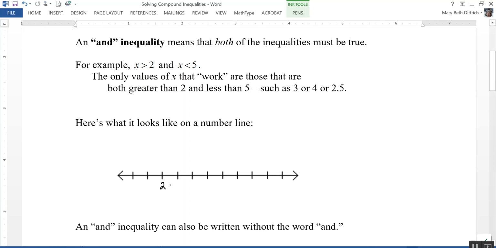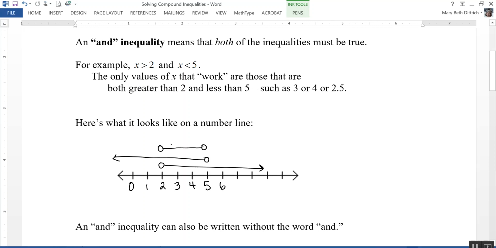So if I were to put 2 here, 3, 4, 5, I don't need to fill in all of these numbers, just do a couple. Okay, x is greater than 2 looks like this. X is less than 5 looks like this. Now I need all of the values that work in both of those. So that's going to be this region right in here where the inequalities overlap. So my inequality is going to look something like this. What is the overlap of those two graphs? It's where x is greater than 2 and x is less than 5.